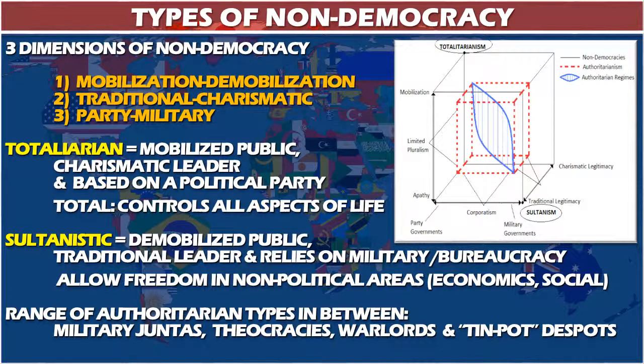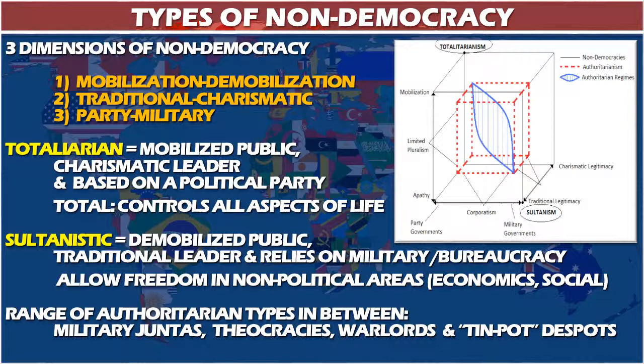And you can see this in this cube space here, which is based upon Linz's criteria, where you see totalitarianism, which is kind of the system of Nazi Germany, Soviet Russia, and Communist China. And in the lower right corner, you have sultanism, which is more of a traditional monarchy or modern-day version of monarchy, which is mostly about demobilizing the public.